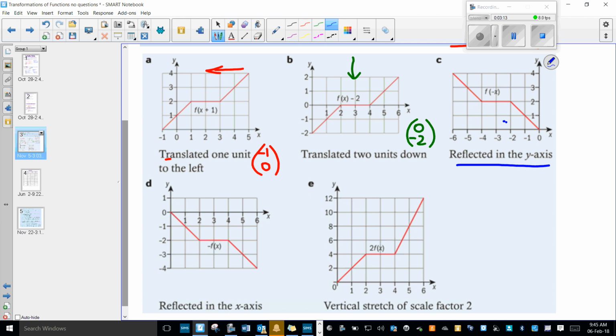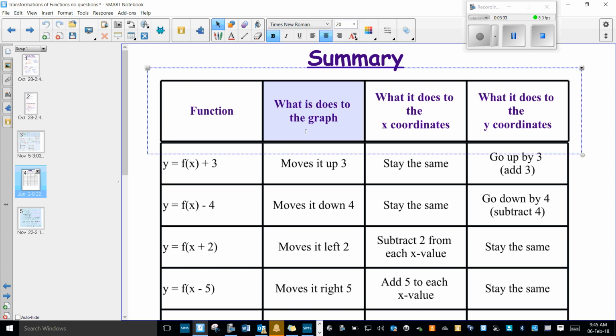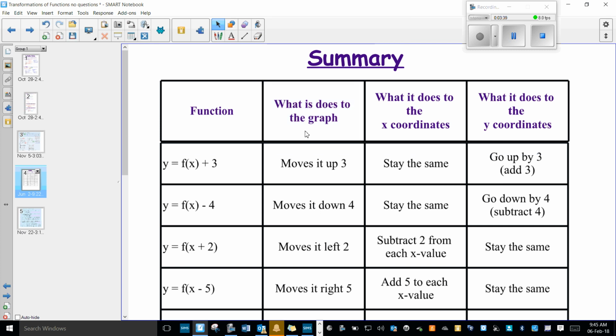Now these last 2 pages that we've got here are going to be very useful when it comes to doing questions. Generally it describes what happens to the actual graph itself, but it then talks about what's happening to the x coordinates and the y coordinates for that kind of function.